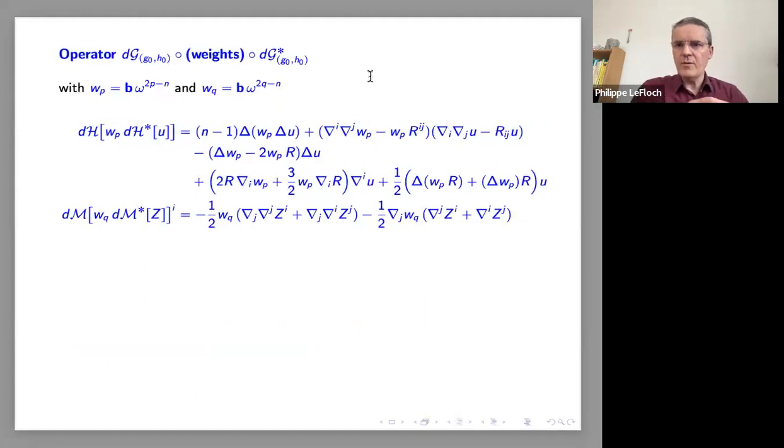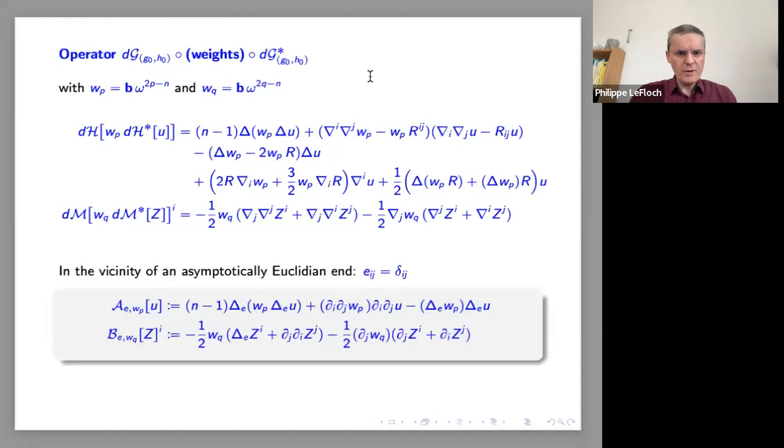So to give you a little bit more insight about that, I'm writing the operators that we solve. The operators are the linearization of the constraints with some weights combined with the dual form. It is a sort of bi-Laplacian with weights for the first component, and the second component is more involved geometrically, because U is a scalar, but Z is a vector. Anyway, this is the structure, and I wrote below the actual operators that you have to solve to look at asymptotically Euclidean ends, and this is what we do.